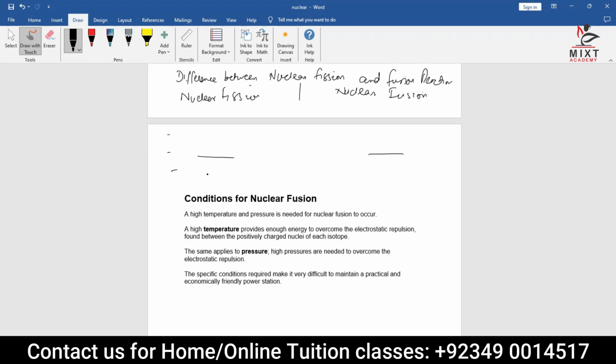Anyone? Third difference between nuclear fission and fusion reaction? The conditions. Definitely the conditions. For fission reaction, no special conditions are required. But for the fusion reaction, we need very high pressure and high temperature, which is only possible on the sun. Very good, Safiullah.